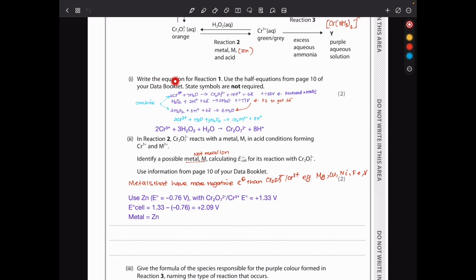So they say write the equation for reaction 1. Use the half equations from page 10 of your data booklet.